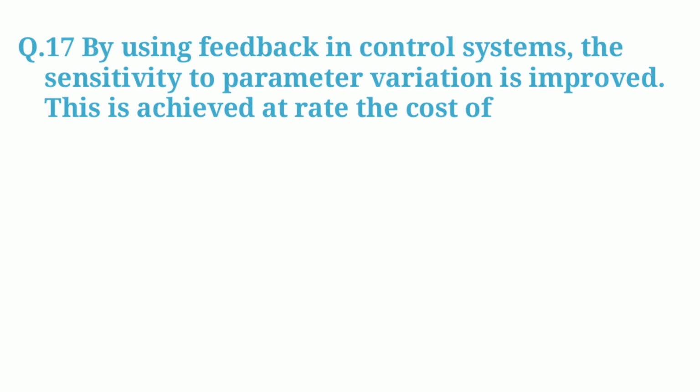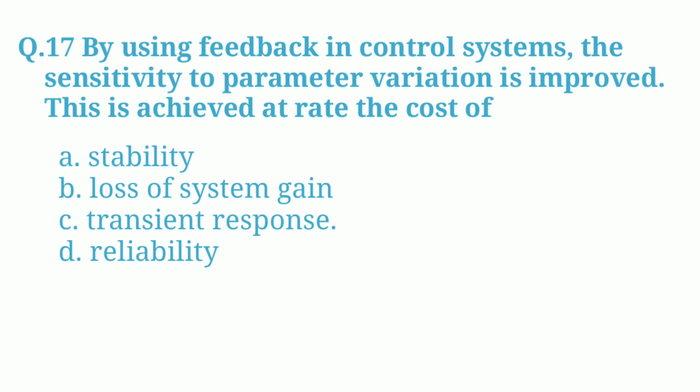Question 17. By using feedback in control system, the sensitivity to parameter variation is improved. This is achieved at the cost of A. Stability, B. Loss of system gain, C. Transient response, D. Reliability. And the answer is loss of system gain.